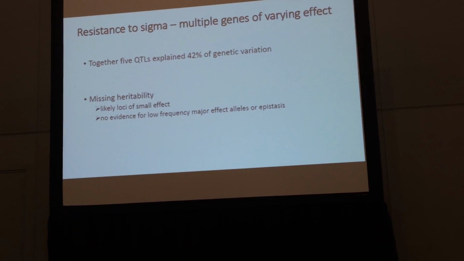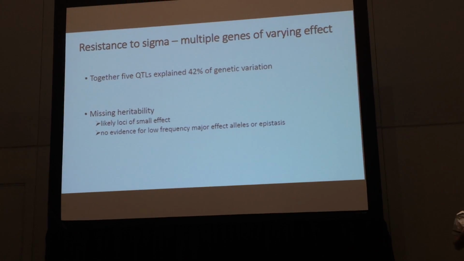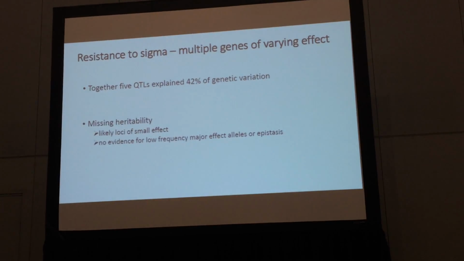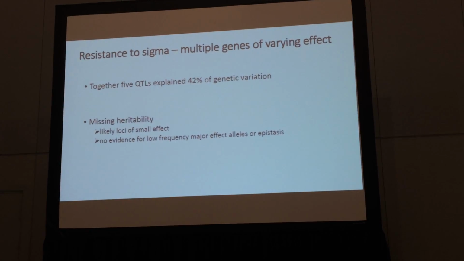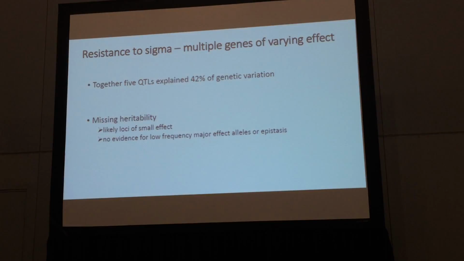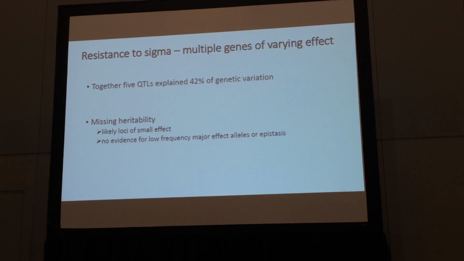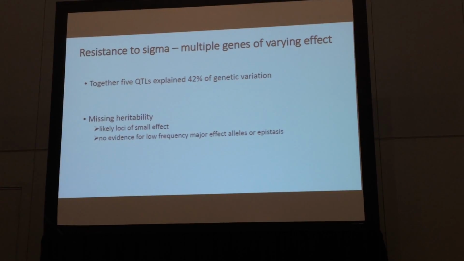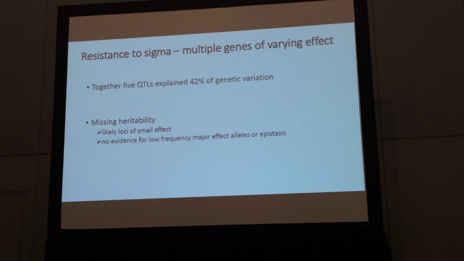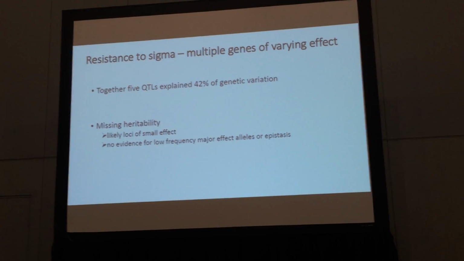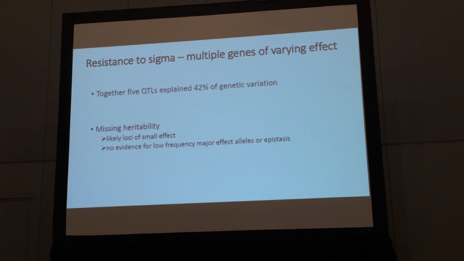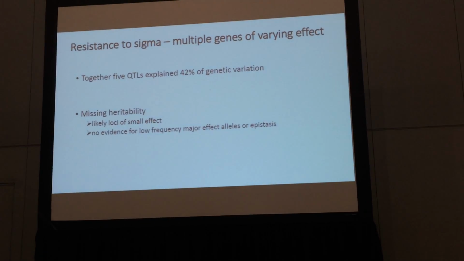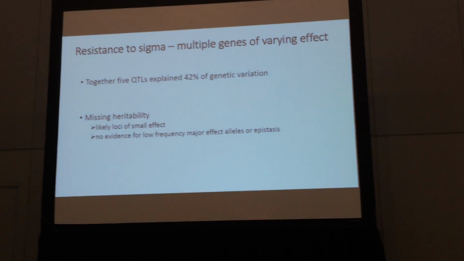So for sigma virus, the genetic architecture was a little bit more complicated than for the first virus. We have 5 different alleles that explain with varying effects. And together, these 5 QTLs explain 42% of the genetic variation. So there is still some missing heritability, right? There is still some part of the genetic variation that's not explained by the major QTLs we were able to identify. And we have some evidence that this may be caused by loci of small effects.